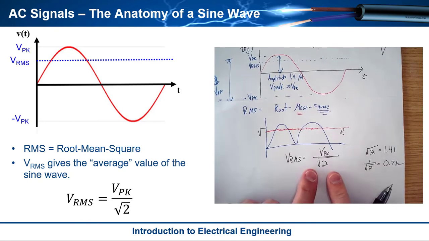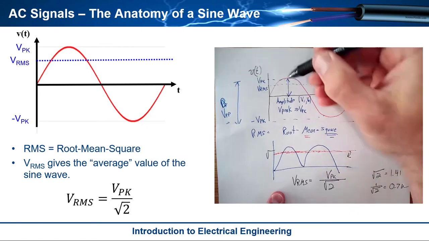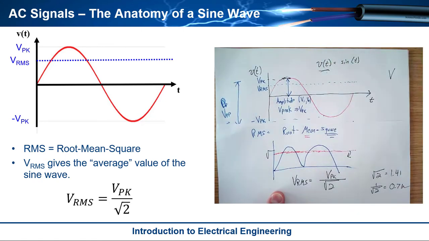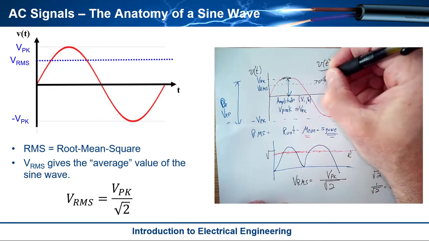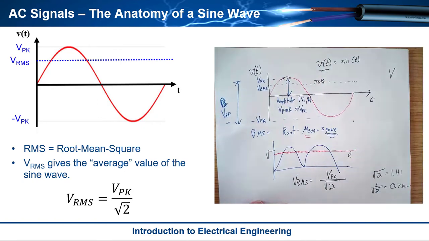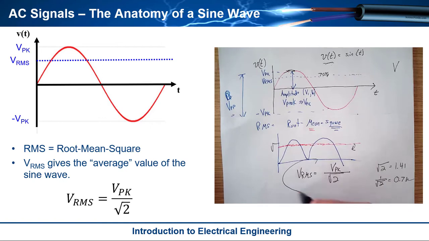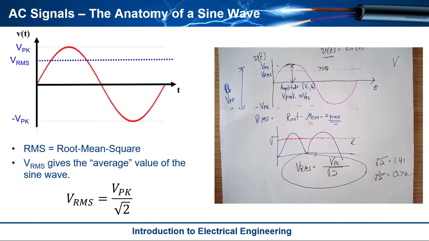And if you think about that, if V peak was 1 in this example, and you divided it by 1.41, what you're doing is multiplying it by about 0.7. So this tends to be somewhere around 70%, but it doesn't really matter. The equation that we always use in engineering is V peak over the square root of 2.